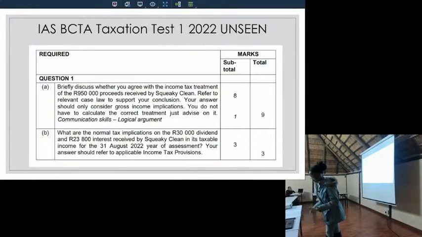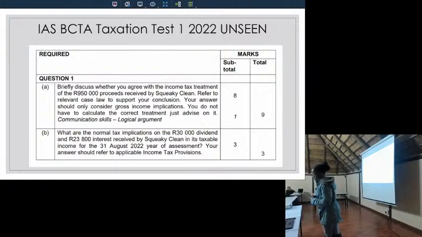Refer to relevant case law to support your conclusion. I didn't have to tell you that, right? There was an ITC question that asked for gross income consequences without telling you to refer to case law. So if you don't know your gross income too well, then you could have been lost in interpreting the whole thing because you're just used to being told to refer to your case law definition. So we don't have to tell you. The moment we deal with Section 11, the moment we deal with the gross income definition, case law should just be triggered, right? Are we good?